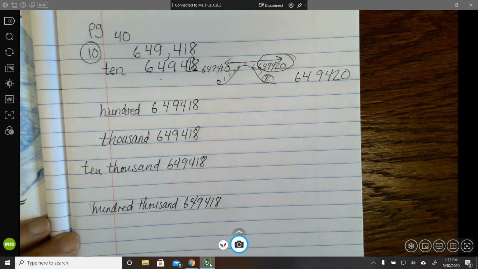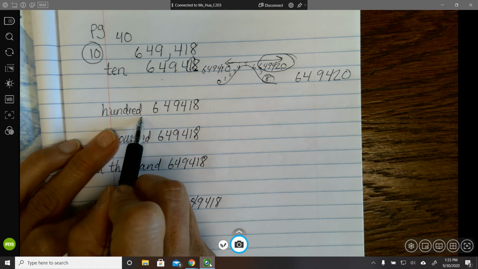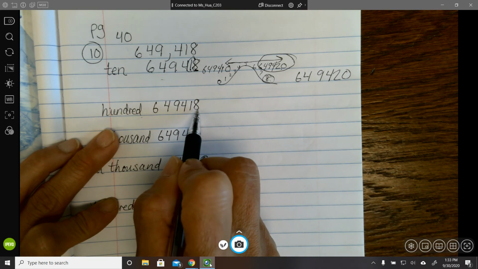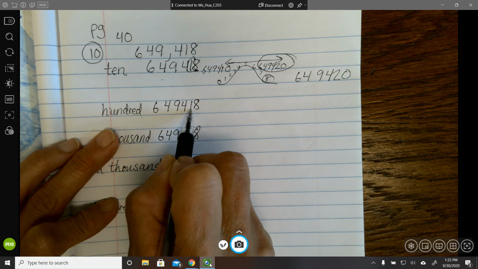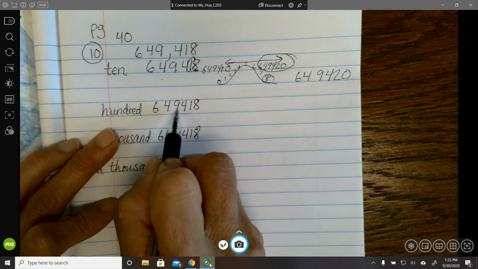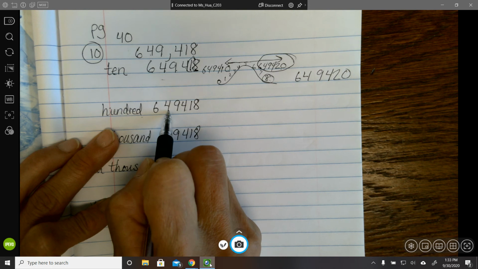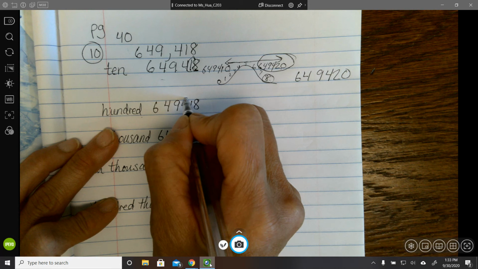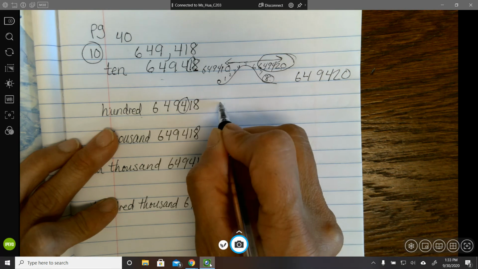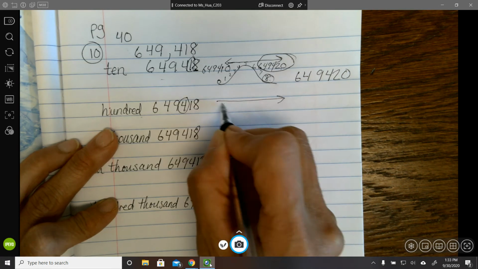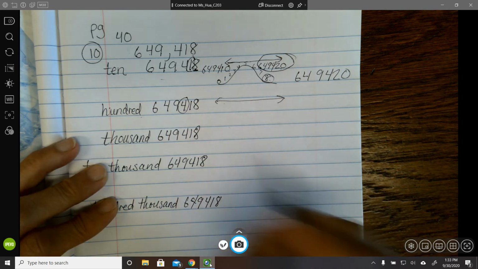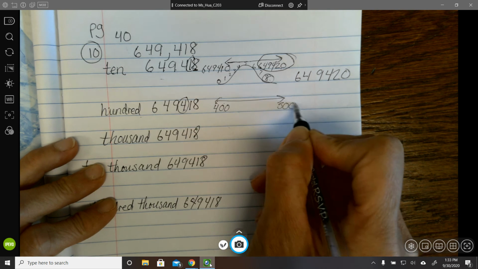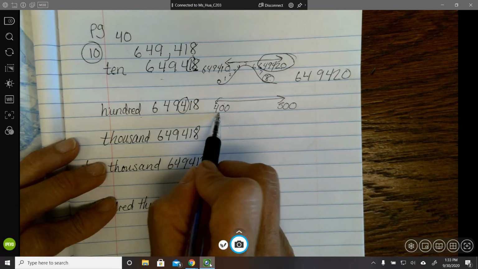Let's try the next one. It says round to the nearest 100. My first step, I need to identify my hundreds place. Ones, tens, hundreds, 1,000, 10,000, 100,000. My hundreds place is the 4, so I'm going to circle my 4. So the next thing I'm going to do is draw my number line again. Over here, I'm going to say this number is between 400 and 500. But I can't just do 400, 500.